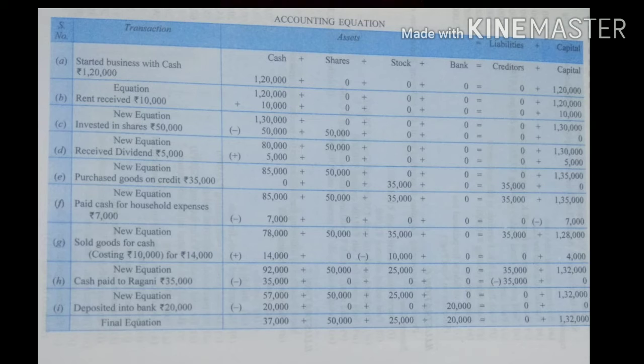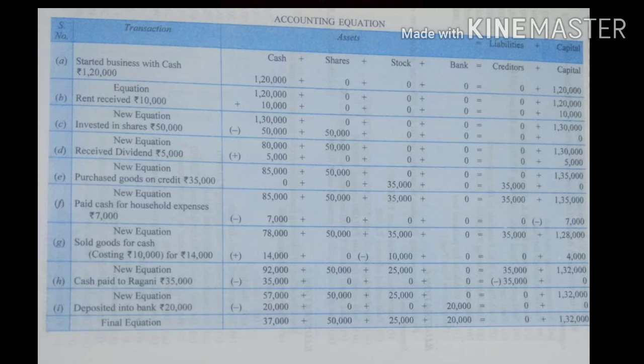Next we are getting paid cash for household expenses. When you are paying for household expenses, you are decreasing your cash. You are taking money from your cash box, okay? And as well as in that case, your capital also reduced by the same amount.